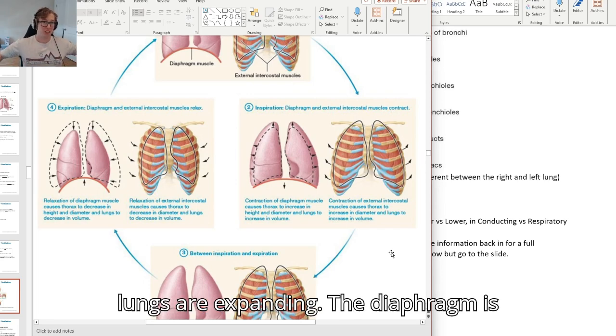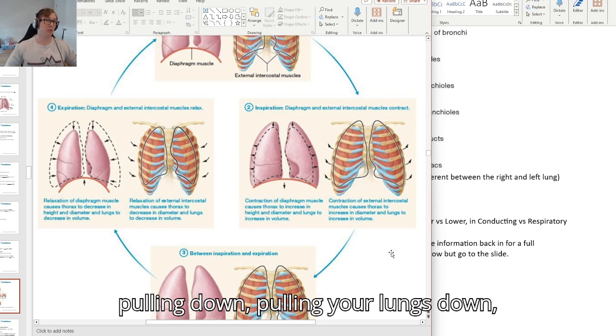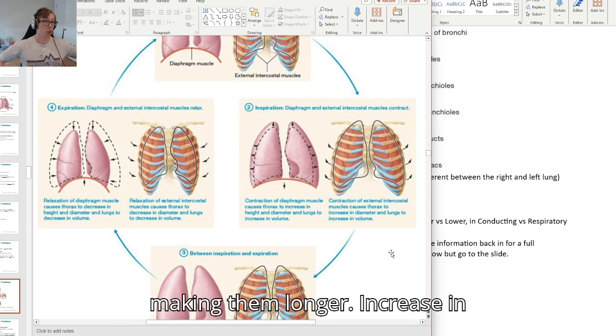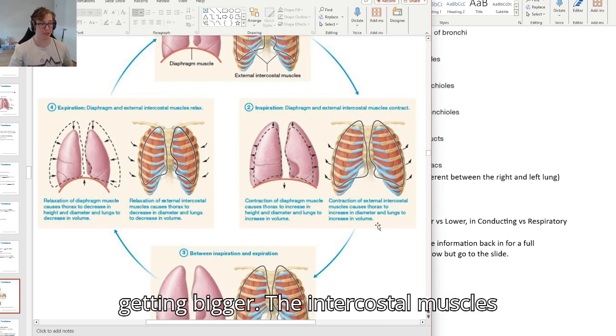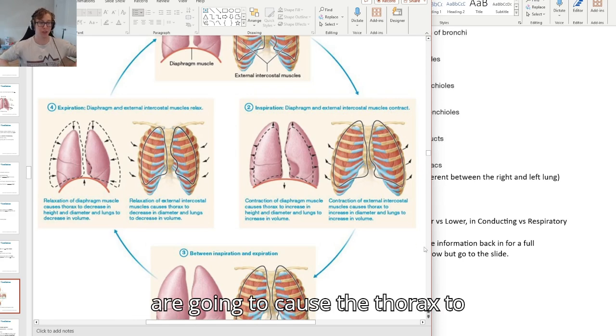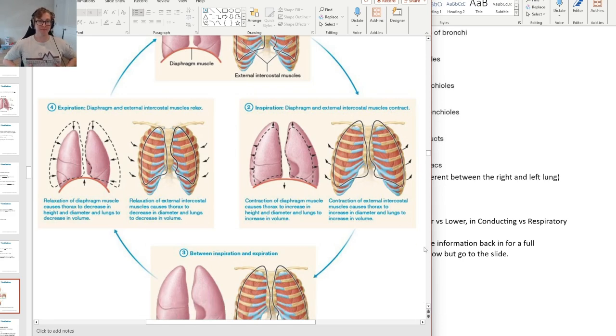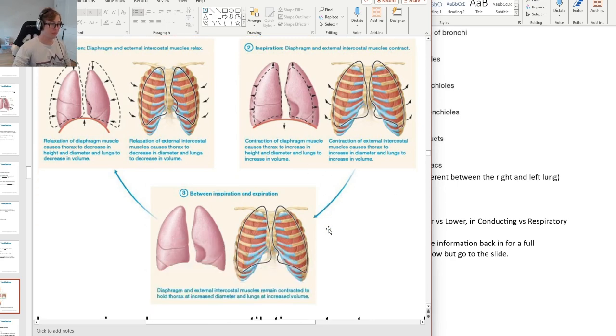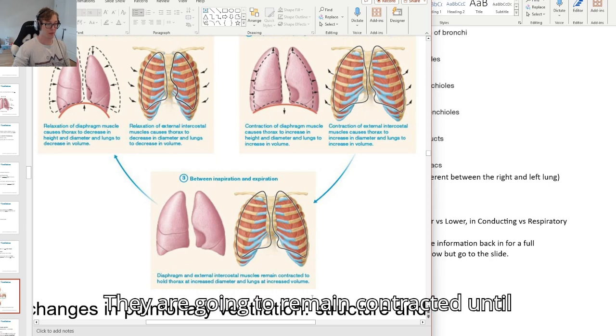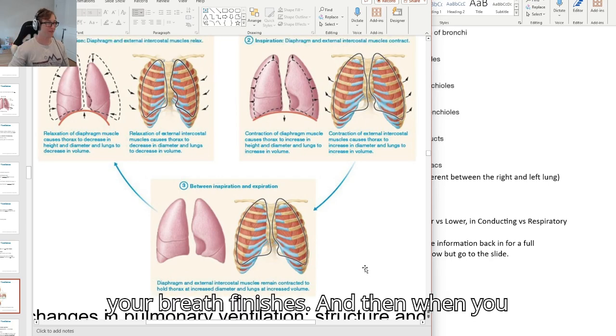your lungs are expanding. The diaphragm is pulling down, pulling your lungs down, making them longer, increasing in diameter and height. The volume is getting bigger. The intercostal muscles are going to cause the thorax to increase, which is why your chest grows big. You can probably feel it. They are going to remain contracted until your breath finishes.